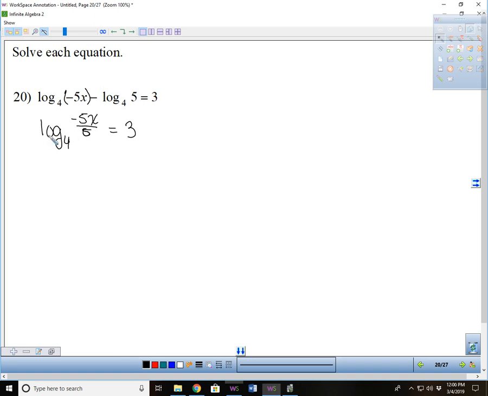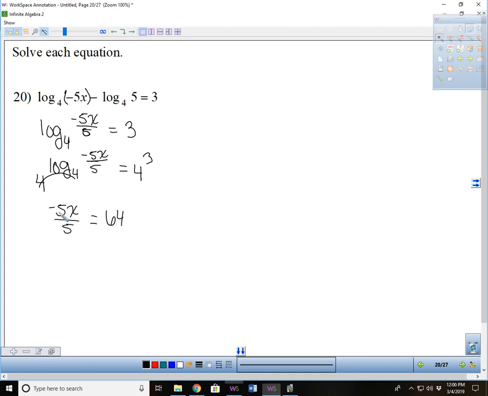So when I get rid of this base of 4, I've got 4 raised to log base 4 of negative 5x over 5, and 4 to the third power. So I've got negative 5x divided by 5 is equal to 64.